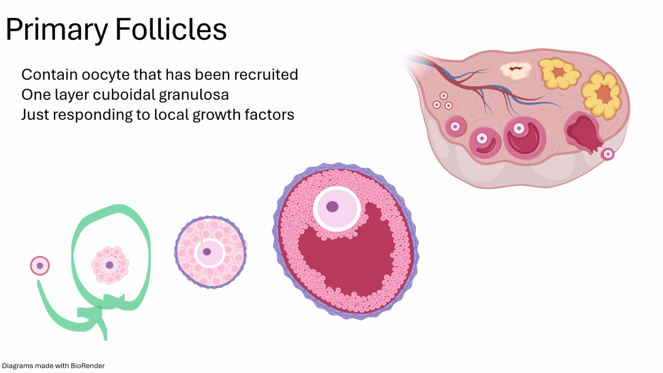The zona pellucida is a protective glycoprotein coat that is around the oocyte and also begins to form at this stage. And I'm just going to highlight this on the second oocyte, the zona pellucida, because it's not readily seen on the primary oocyte.